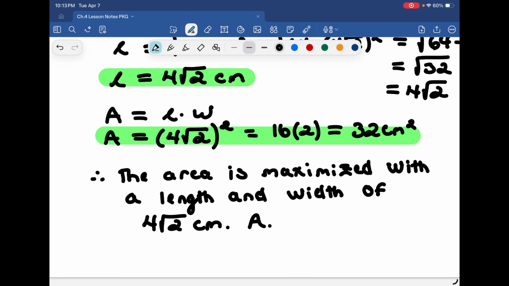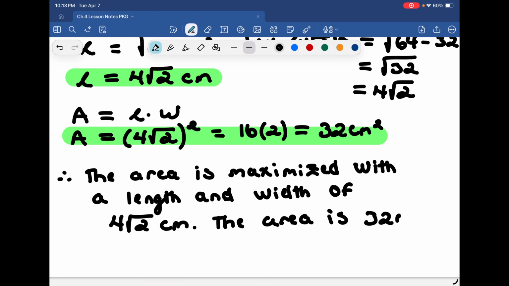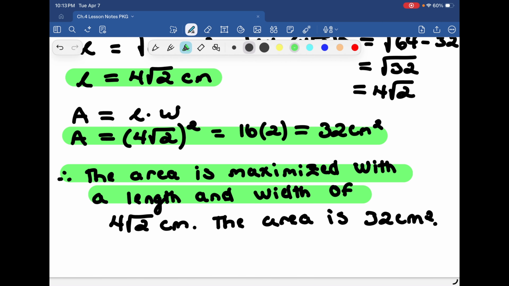And you can just even simply put the area is, and you can just write in the number with the units. Not that it asked for that, because the context only asked for the dimensions that maximize the area, but I sometimes will just solve for it just because why not?